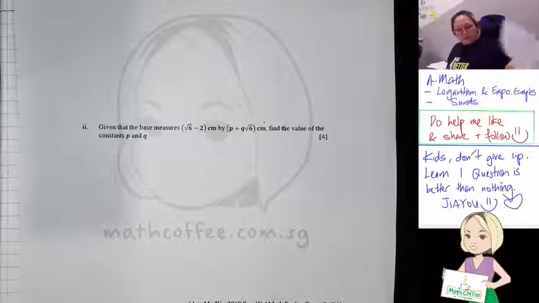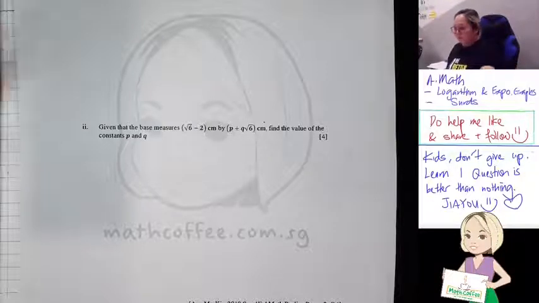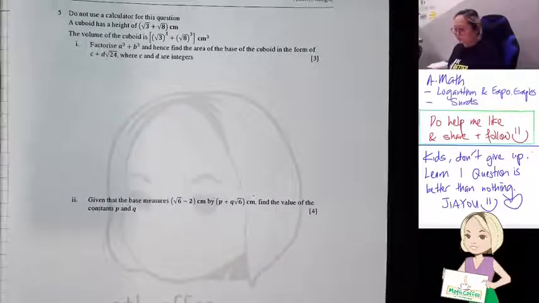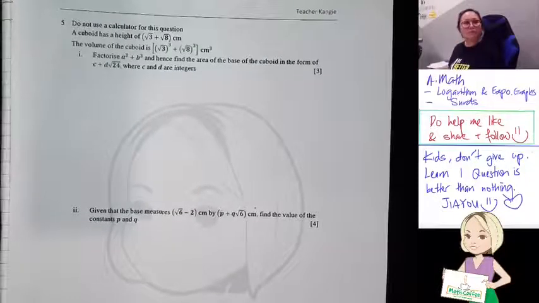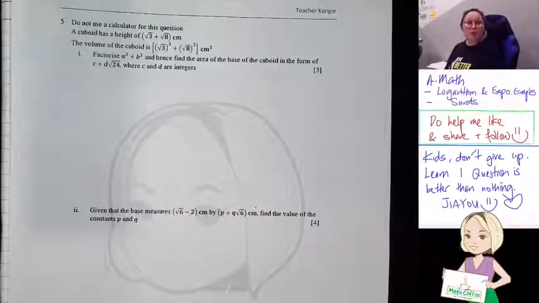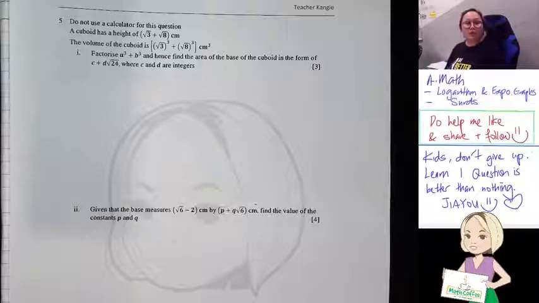Last question for Surds. Okay, they say do not use a calculator for this question. A cuboid has a height of blah blah blah. The volume of the cuboid is blah blah blah. Factorize a cubed plus b cubed.